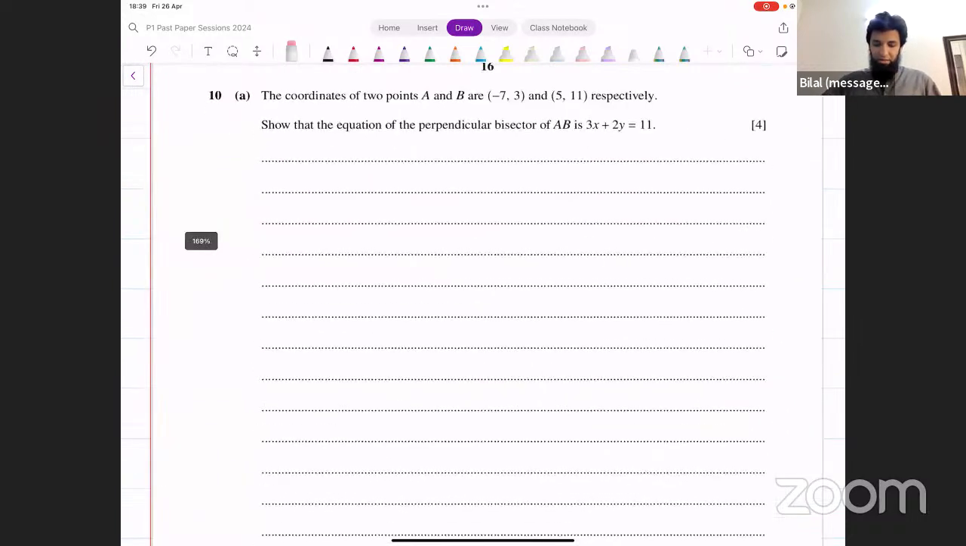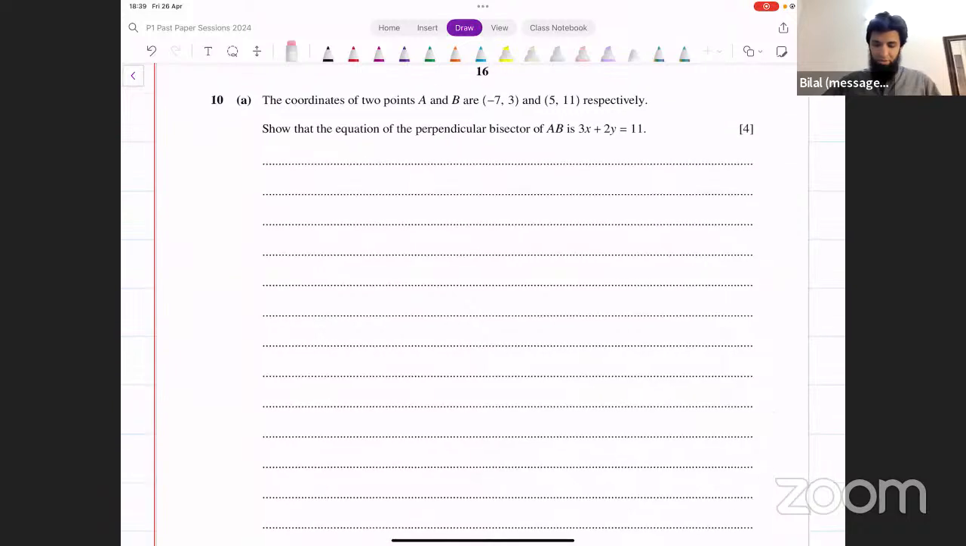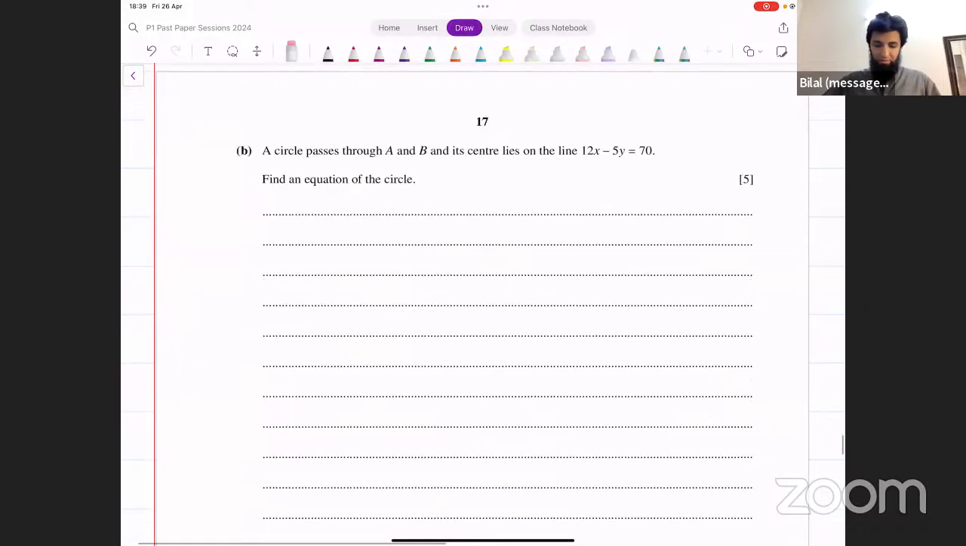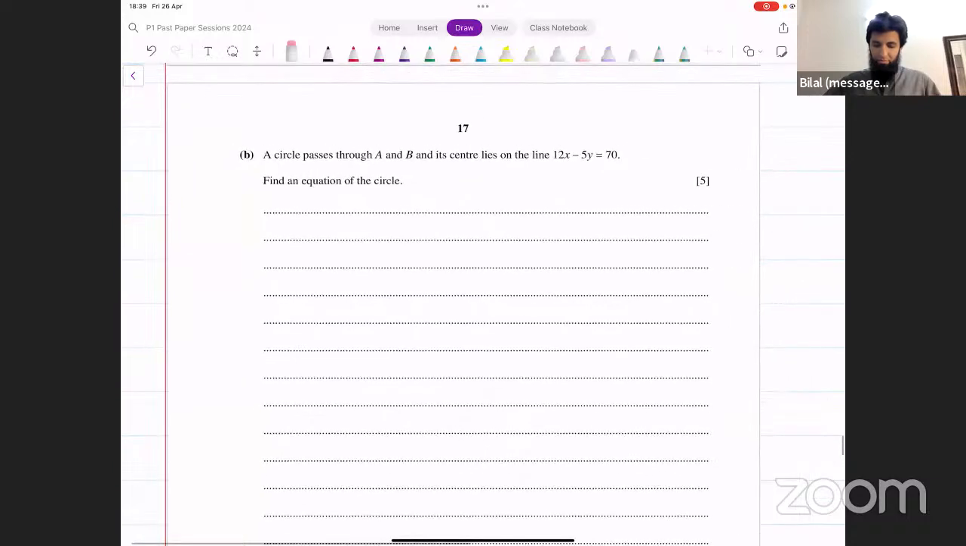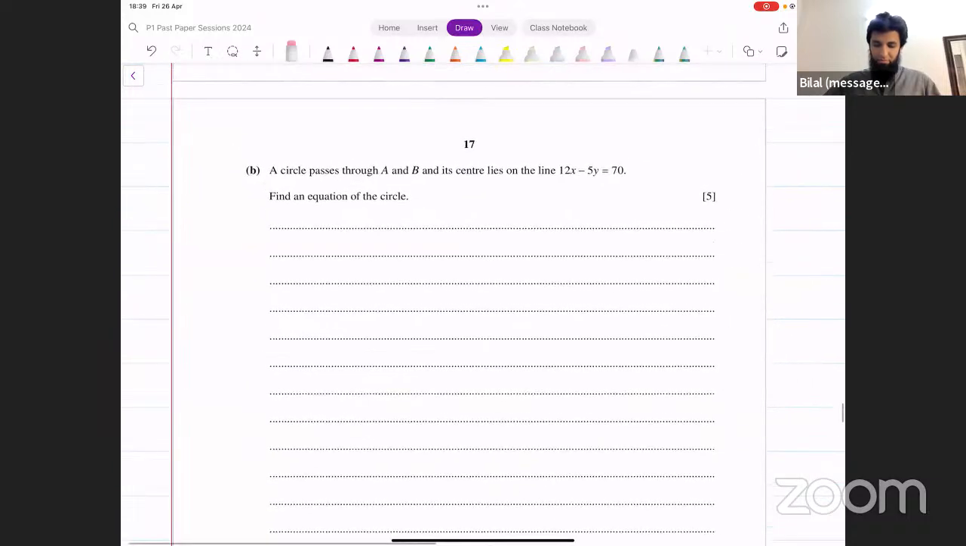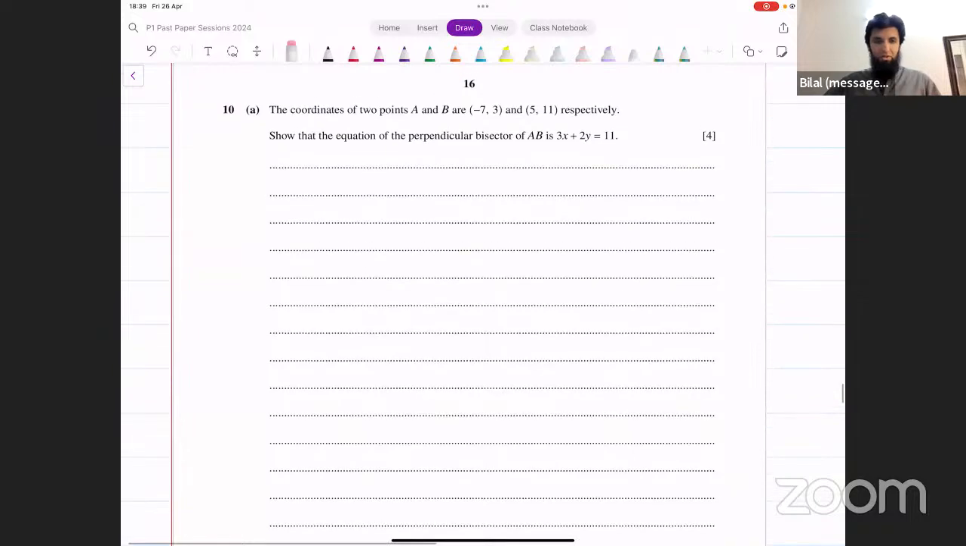Question number 10, perpendicular bisector. This also looks like a good question, by the way.